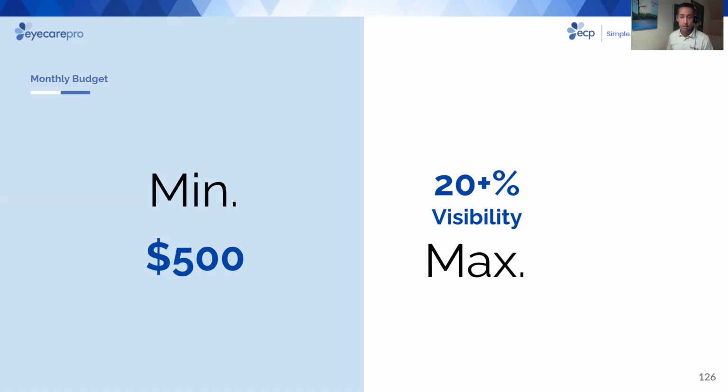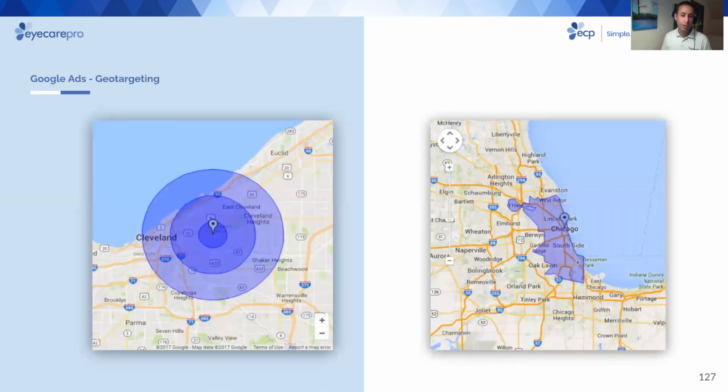Now, next up, okay, budgeting is obviously key, but the next biggest question that everybody has is, what area should I target with my ads? Now, what's the ideal geo-target around the practice to run ads? Obviously, it depends a lot on location and many other factors, but typically geo-targeting can be done in a radius around the practice, as you can see here on the left, or by a zip code or city, as you can see on the right.